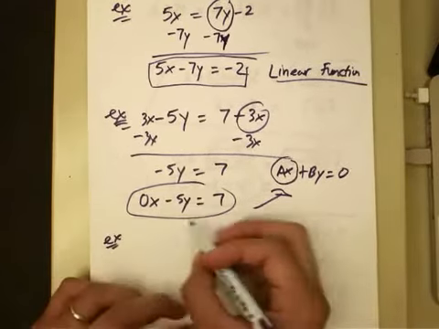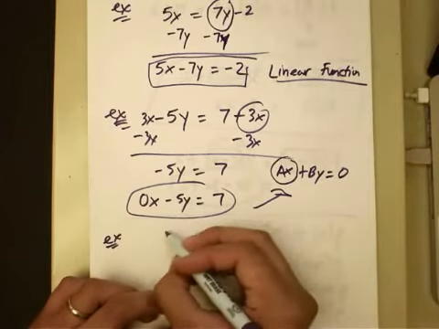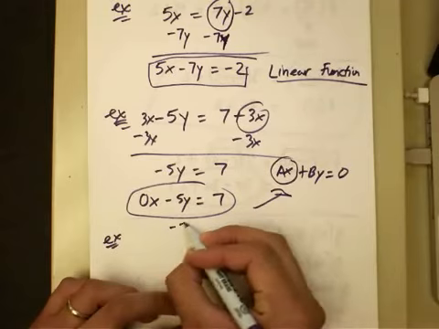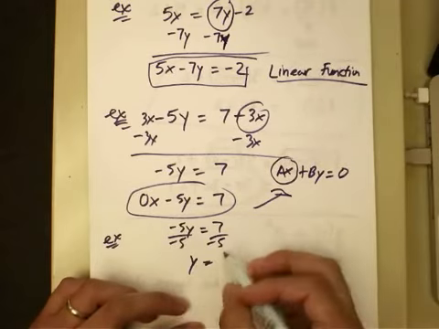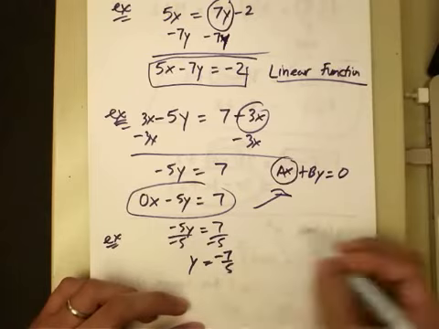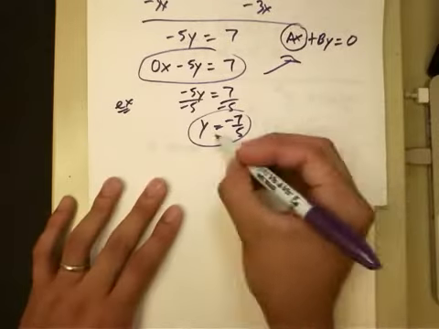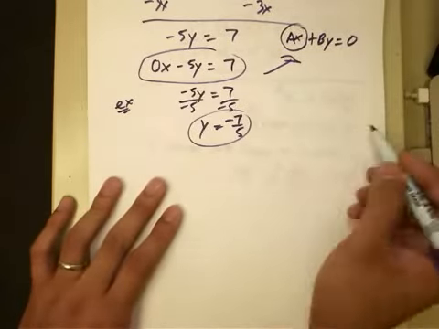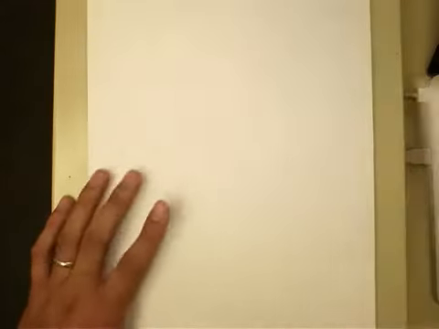And by the way, if you solve this completely, negative 5y equals 7, divide by negative 5. y is certainly going to be negative 7/5. You can graph this if you want at this point, but we're just going to leave it like that. And yes, it is a linear function because when you graph this, it is a horizontal line, which will pass a vertical line test.